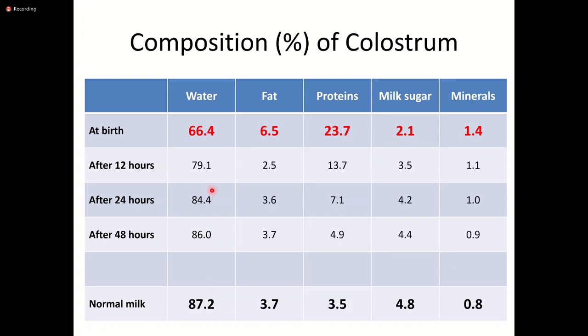But as you can see over here, at birth, if you harvest the milk, which is the colostrum, from the mom, right? The water content is about 66%, which means lots of fats, proteins, milk sugar, and minerals are contained in high volumes, right? You can see the fat content is almost about 7%, protein almost about 24%, right? Minerals almost about 1.5%, right? So it contains a higher volume of proteins, fat, and minerals, right?